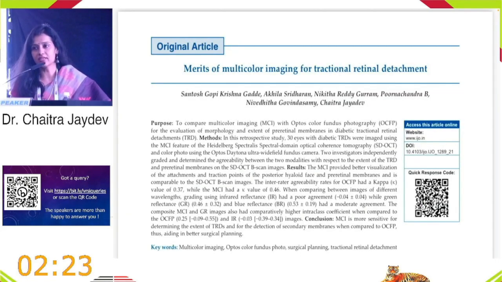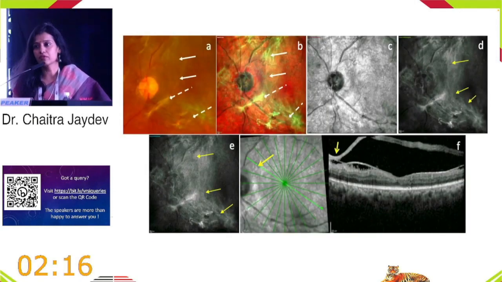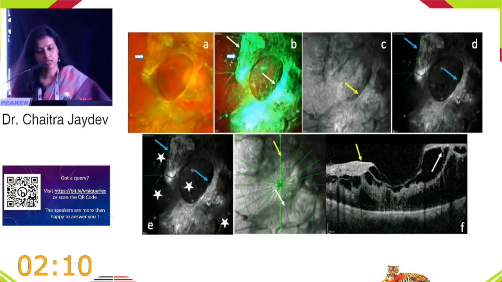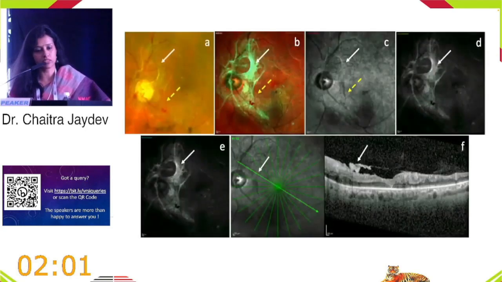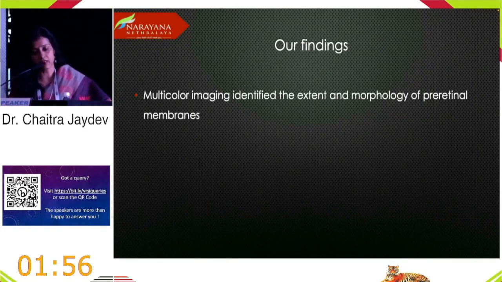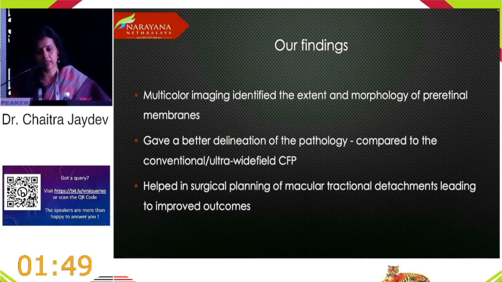We did a quick study looking at multicolor imaging for TRDs and how useful it is. You can see the color image there, not showing any of the fibrovascular proliferation, but the multicolor imaging is showing very good delineation. This is another case. Again, you can almost look at the membranes that are so elevated. It definitely helps us in surgical planning, and in conjunction with an OCT, even better. What we found was that multicolor imaging helps us identify the extent and morphology, gives better delineation of the pathology, and helps in surgical planning as well.